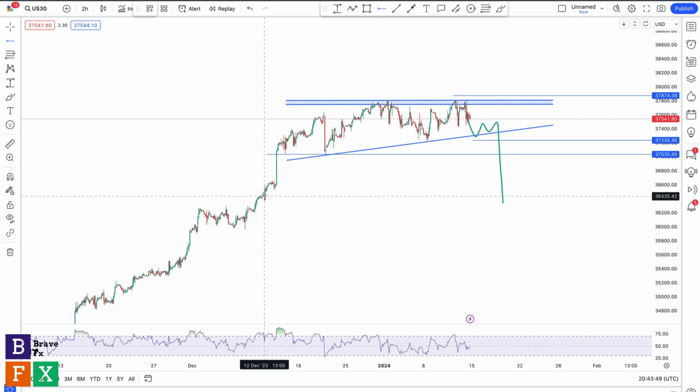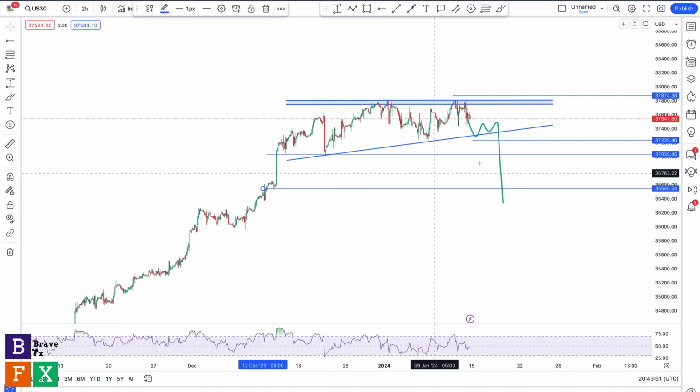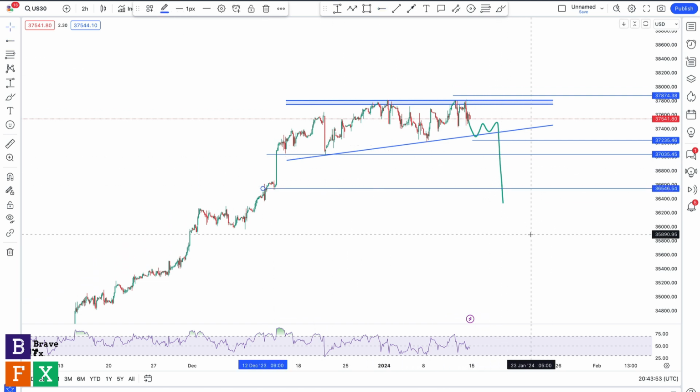This price level could be another support level for price to bounce. So if you are going short, you have to be extremely careful and go with good risk management. So if this happens, I'm going to go short.